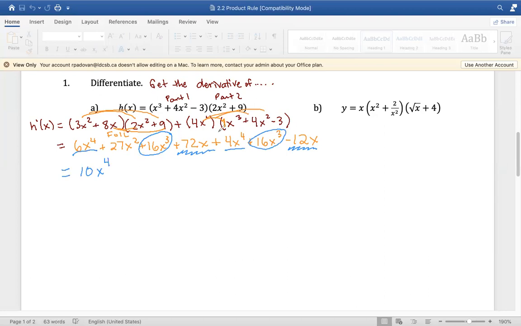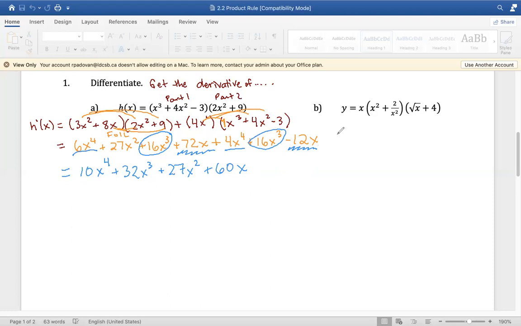Next would be my exponent of 3. So 16 plus 16 is 32x cubed. Next in order would be my exponent of 2, and that's by itself. So 27x squared. And then my 72 minus 12 would be positive 60x. And then I cannot go any further. That's my derivative. That's my h prime of x of this original function.